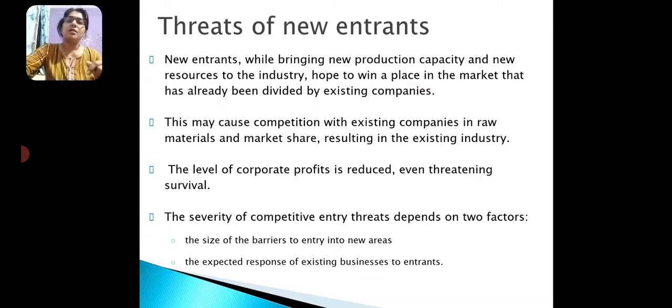So that means the entry barriers for a particular industry also matter and become important when I am talking about competitive analysis.